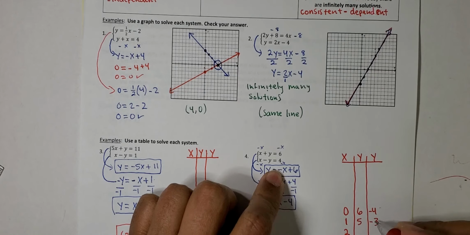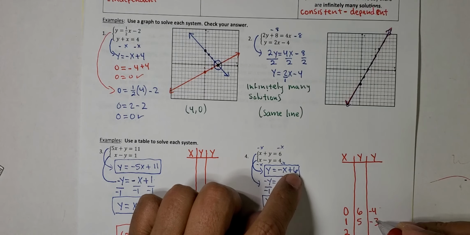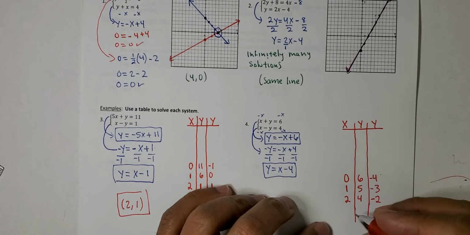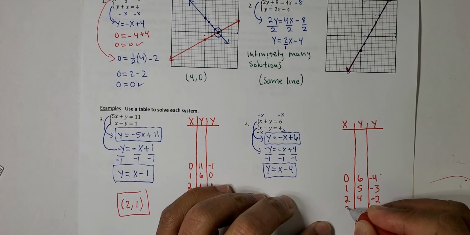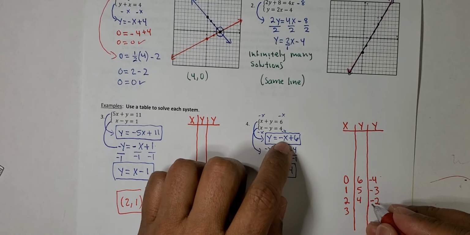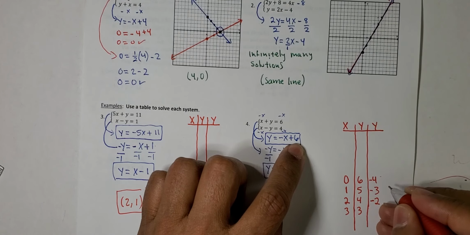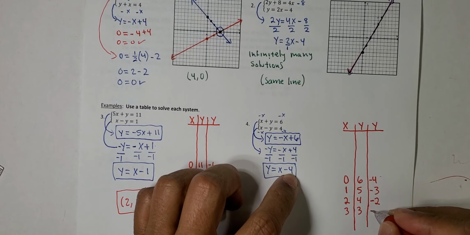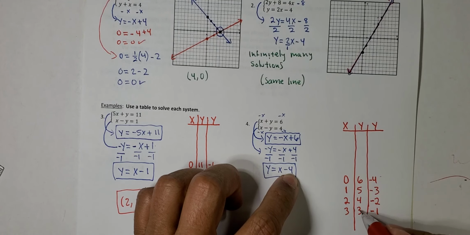So let's try 2. When x is 2, this is negative 2 plus 6, this is going to be 4. 2 minus 4, this is negative 2. So as you can see, this one didn't work either. So we keep getting closer, so let's move on to the next value. The next value is going to be 3. So when x is 3, this is negative 3 plus 6. This is 3. And this is 3 minus 4, negative 1. Right? So again, these keep getting closer, but we're not there yet.